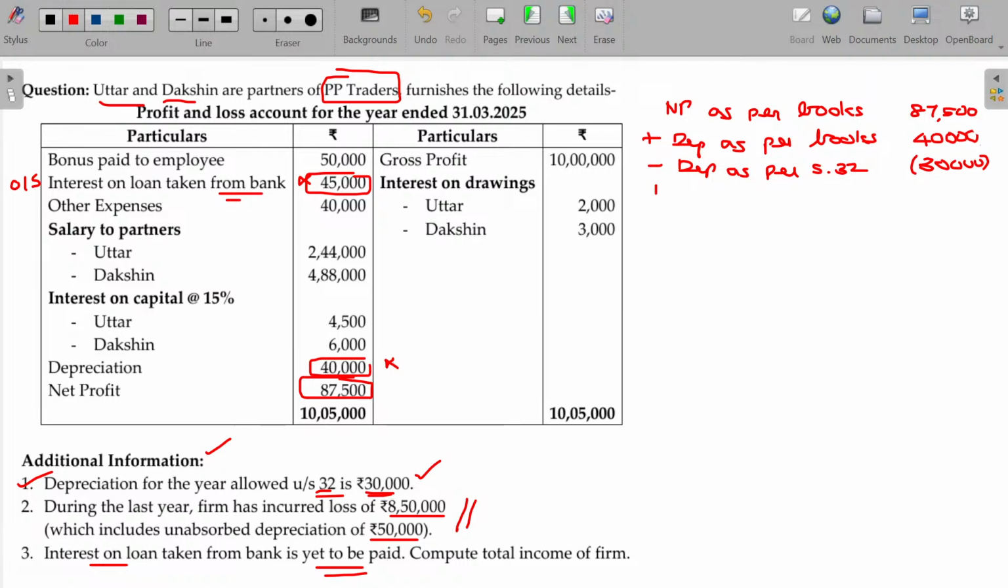Okay. So if you are not deducting, that profit will increase. So interest on loan: disallow. Under section 43B. Quoting the section is not required, but anyhow, while studying, you just try to remember those sections, so it will give more confidence. 45,000 rupees.